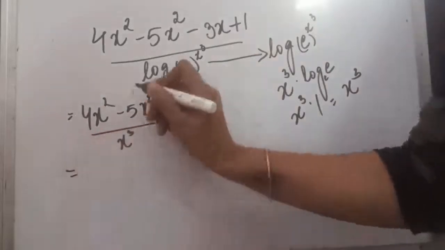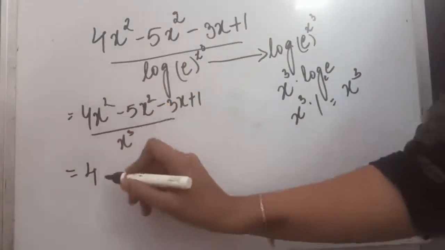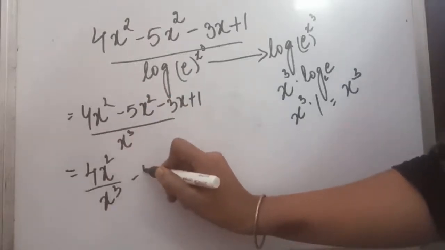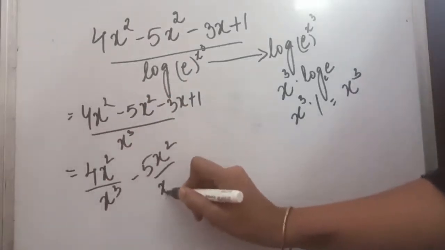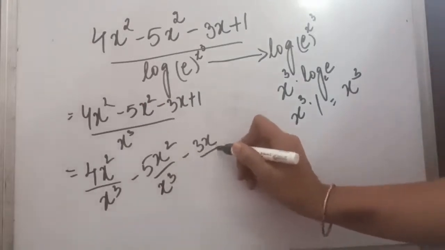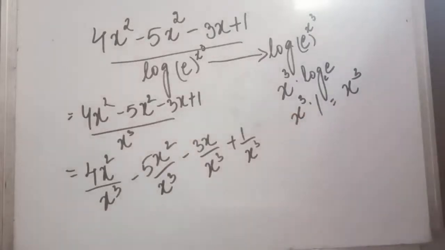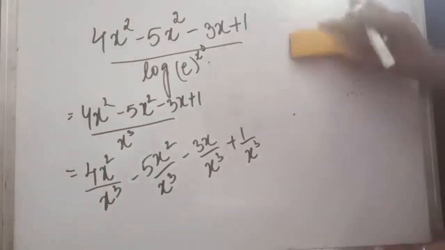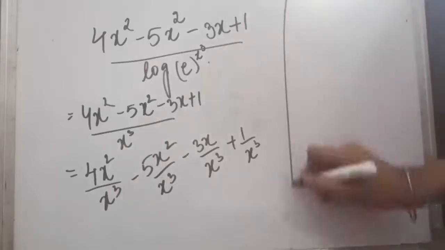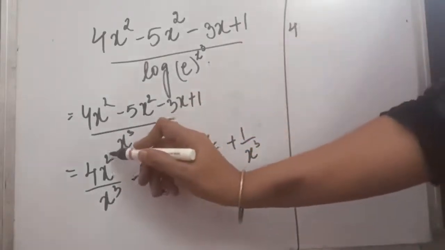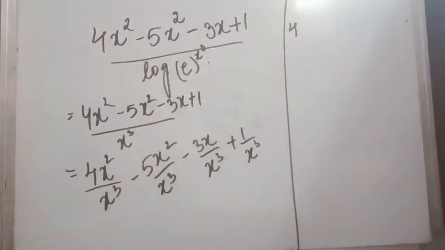Now it has become a simple question that we have already seen how we divide in case of this differentiation. So 4 is there, x square divided by x cube minus 5x square divided by x cube minus 3x divided by x cube plus 1 divided by x cube. Now if we want to solve this, when we divide it, it will be 4 divided by x. I hope it is clear. X square will be deleted. It will be 4 divided by x.